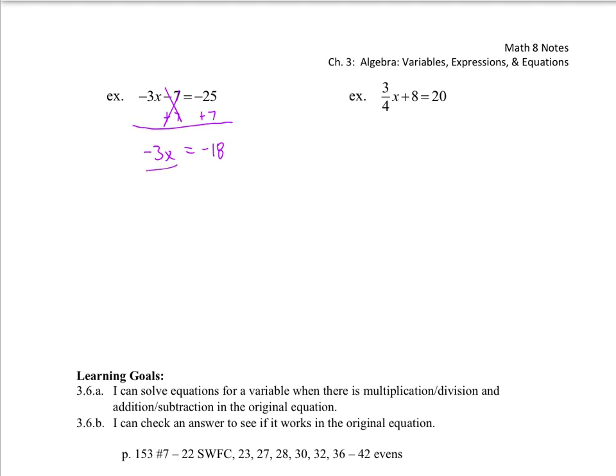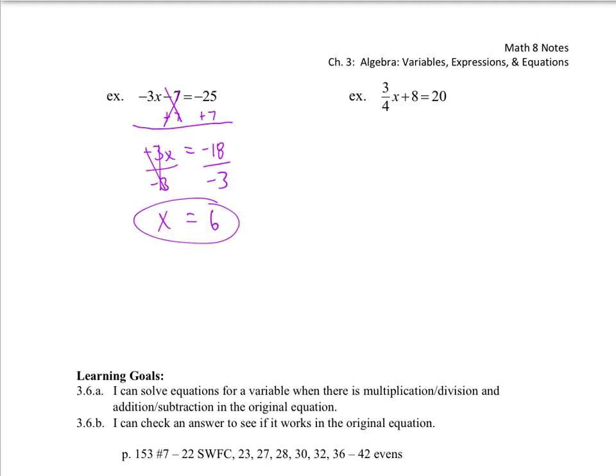Divide by negative 3. Divide by negative 3. When you have a negative divided by a negative, is your answer going to be positive or negative? It's going to be positive. So then just ignore the negatives there and do 18 divided by 3. 6. Boom! 6.